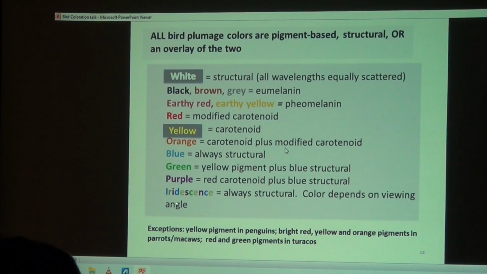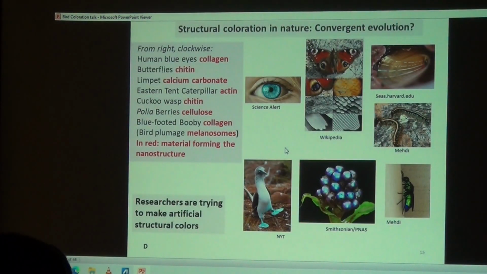And iridescence, as I mentioned. There's some exceptions to these. Some pigments that you find in parrots or in a bird called turaco, but they're relatively minor, so I'm not going to talk about that. So these are some structural colors that are found in nature.